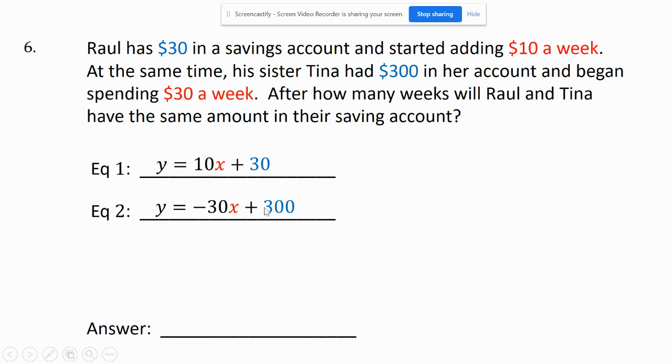So that means we're taking money out. So it's y equals negative 30x plus 300. And what I think we did is substitution here, because we have two y's that are the same. So we're seeing where they're at. So I just set them equal to each other.